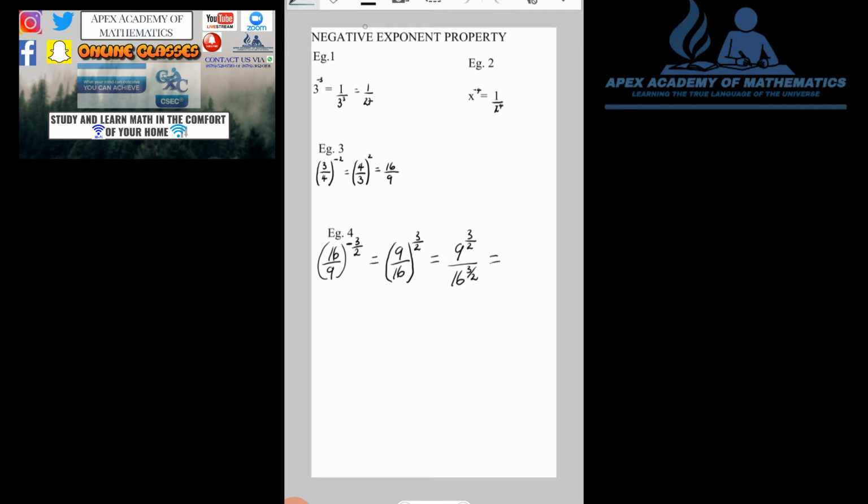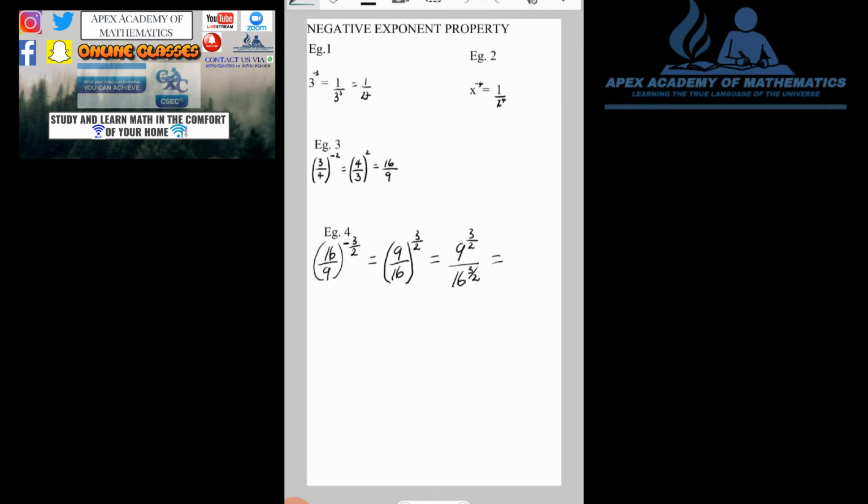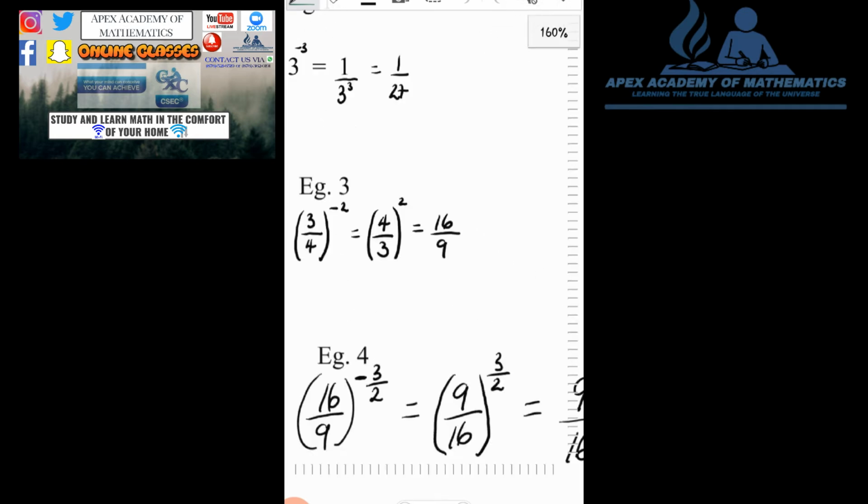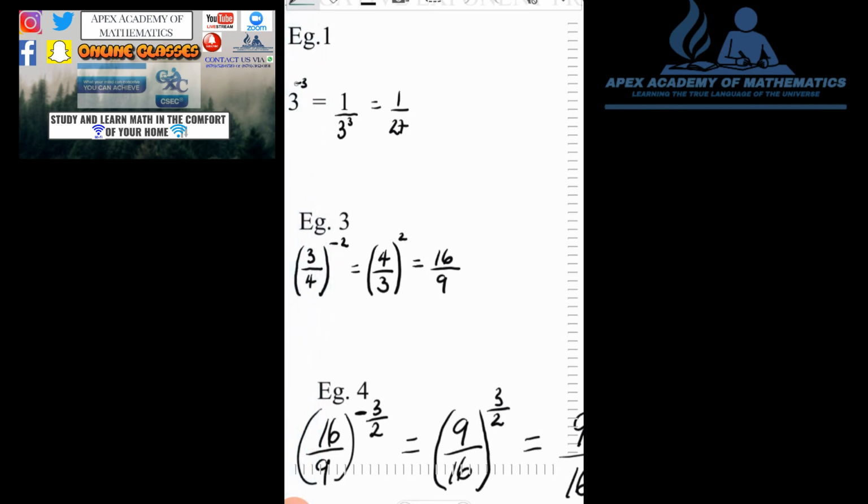So if a number has a negative index, a negative power, a negative exponent, whatever it is that you refer to it as, as long as a number has a negative index, here is the minus 3, we simply reciprocate the base. And of course what we do is we change the power from negative to positive.